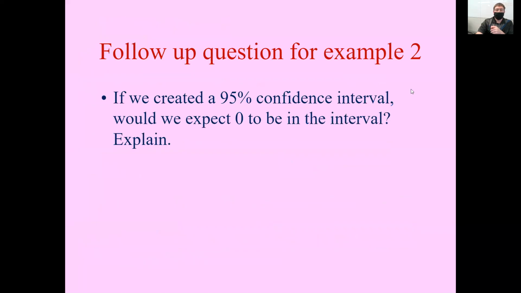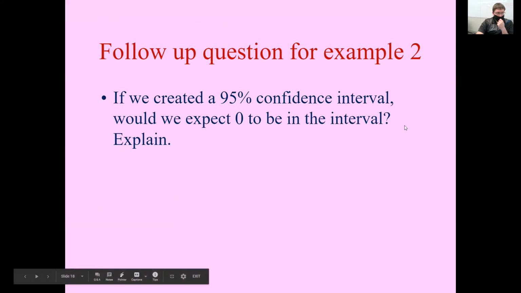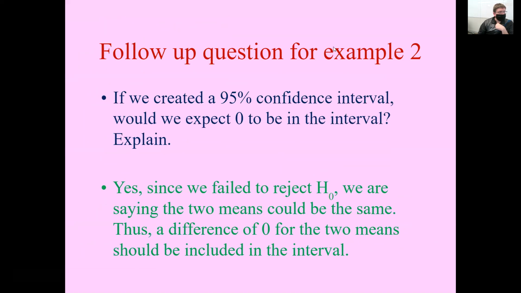So follow-up question, if we created a 95% confidence interval, so on your notes, scratch off 90 and go to 95. Would we expect 0 to be in the interval? Yes, we would. And why? Because we failed to reject the null hypothesis.